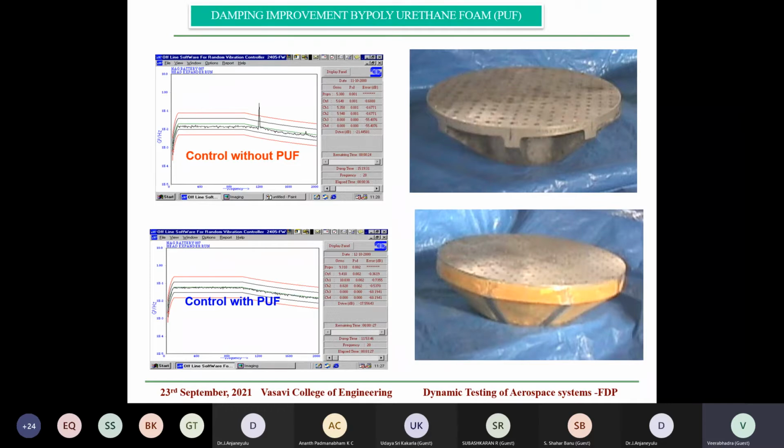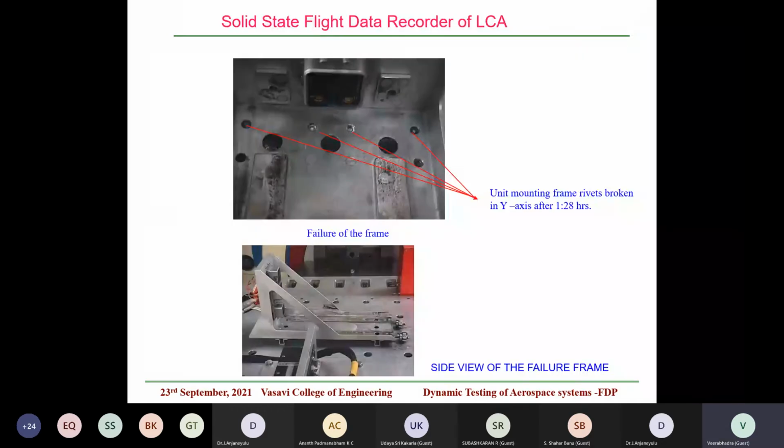And I'm also showing another example, a solid state recorder of one system which failed due to vibration. It was a long duration vibration. It failed because the bolts failed. There was a problem with the fixture. They had used a very bad fixture with very fragile sections. Due to this, the unit failed.